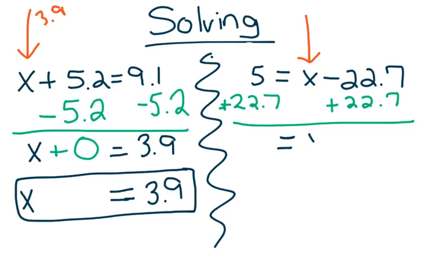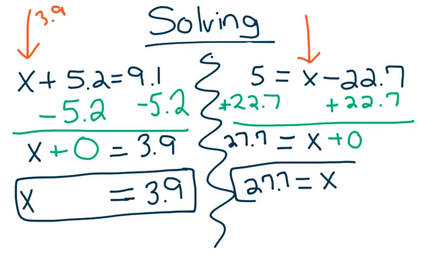So let's see, x minus 22.7 plus 22.7. If I add and subtract the same number, I get 0. And I'm doing that in green because it's kind of optional. And then 5 plus 22.7 is 27.7. So the solution to the equation is 27.7 equals x. I got the x isolated or alone. That's all I want.